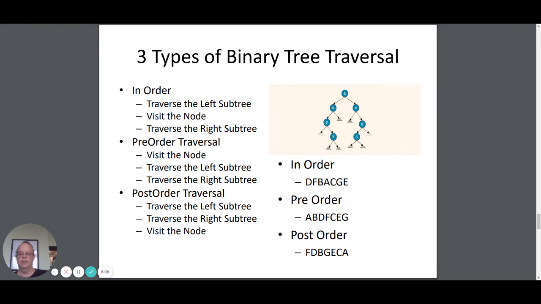Pre-order, we visit the node, then traverse the left subtree, and then the right subtree. And then post-order traversal, we traverse the left subtree, then the right subtree, and then finally we visit the node. So make sure you know how to do those types of binary tree traversals. I know we cover them in 141, 241, so hopefully this looks pretty familiar to you. Let me know if it's not, and we'll spend a bit of time going over it in class.